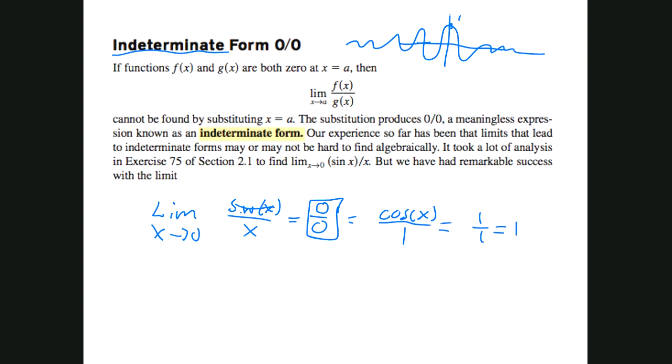Holy cow! I get the same answer using L'Hopital's rule or just remembering what the graph of that function looked like. So L'Hopital's rule says, if you have an indeterminate form, 0 over 0, infinity over infinity, then you can take the derivative of the top and the bottom and then plug your value back in to get your limit.